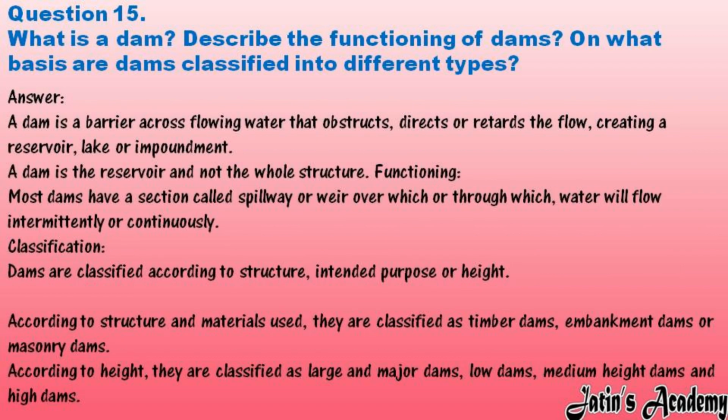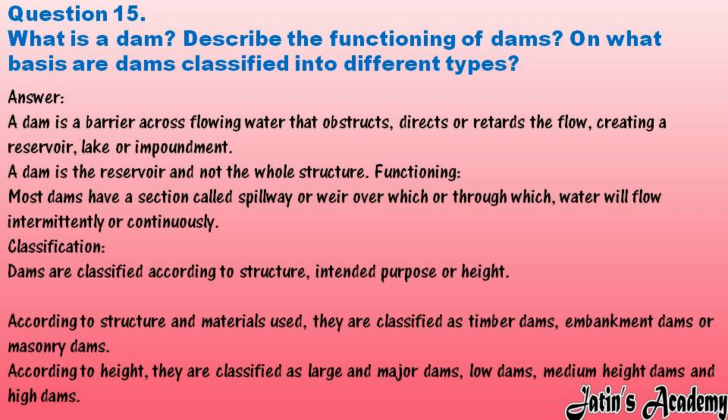Question 15. What is a dam? Describe the functioning of dams. On what basis are dams classified into different types? Answer. A dam is a barrier across flowing water that obstructs, directs or retards the flow, creating a reservoir, lake or impoundment. A dam is the reservoir and not the whole structure.